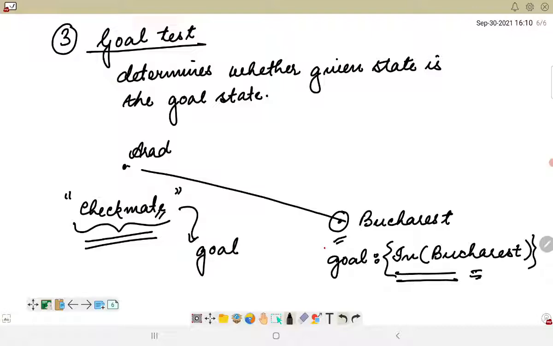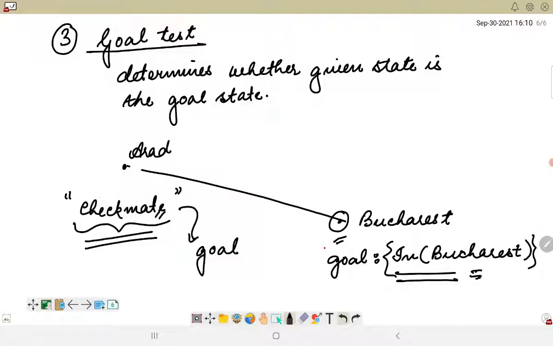But this is not explicitly enumerated. That means we do not have a definitive state where it should reach, but we should identify that whenever there is a checkmate, it is the goal state, and that can be anywhere on the chessboard, or after any number of steps.